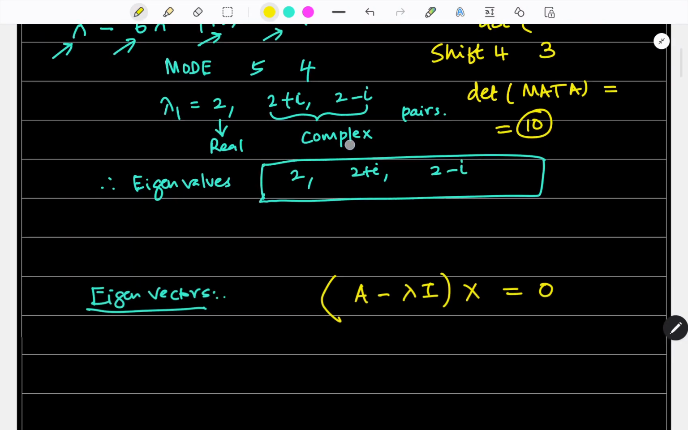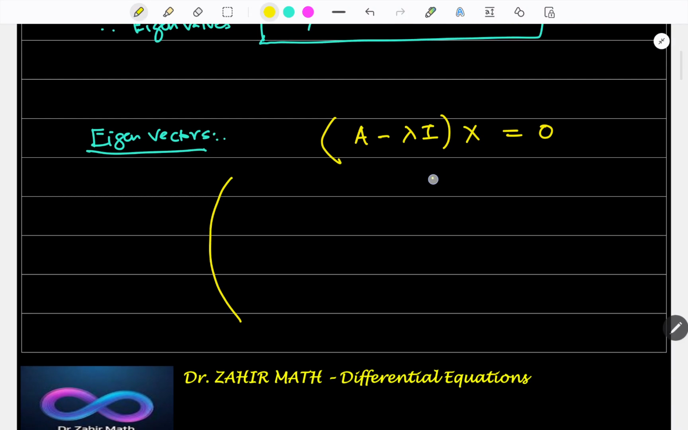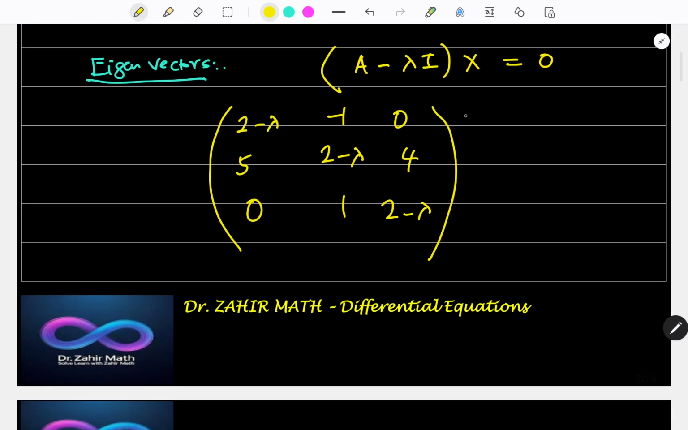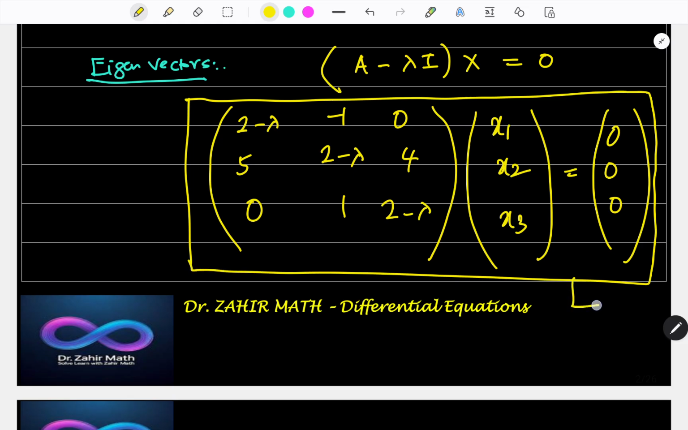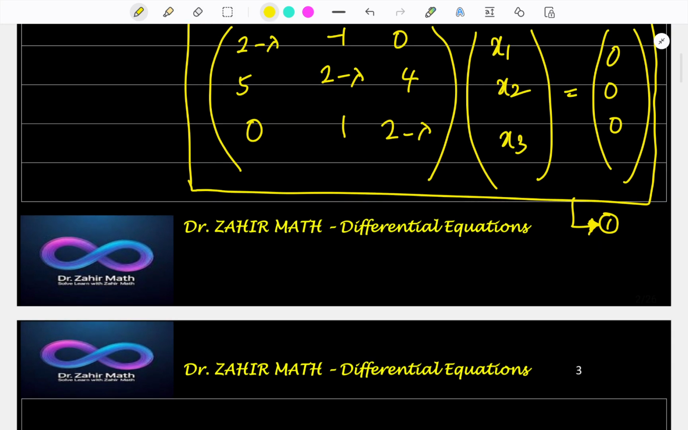The diagonal numbers are 2, 2, 2. So you get the elements 2 minus lambda, 2 minus lambda, and 2 minus lambda. The rest are the same elements: minus 1, 0, then 5, 4, and then 0 and 1. This operates on x1, x2 and x3 equal to 0, 0, 0. I told you x1, x2, x3 is a column vector. This becomes equation number 1. In this we are going to put lambda equal to the first value, second value and third value.